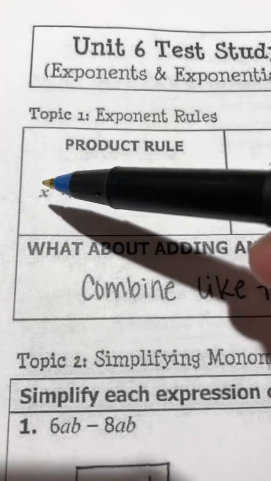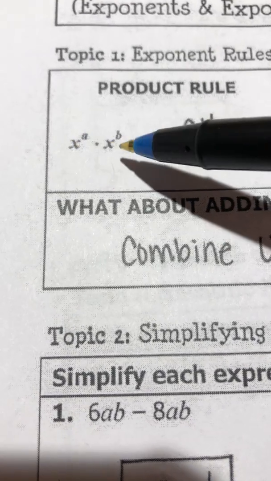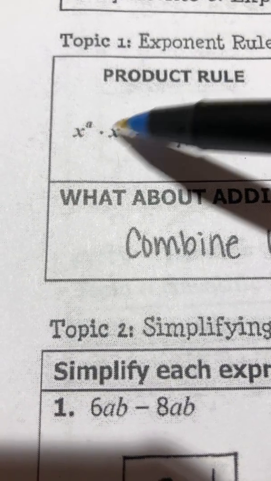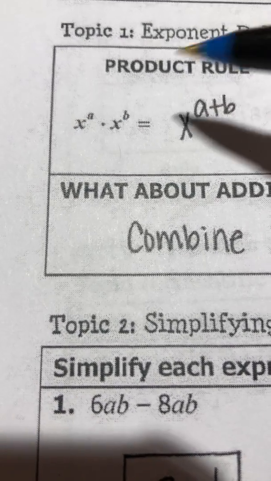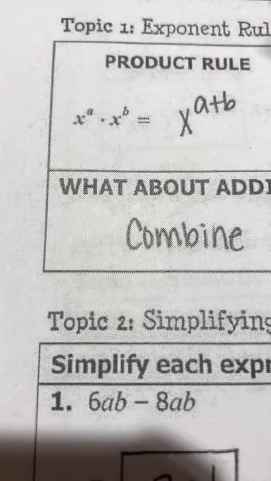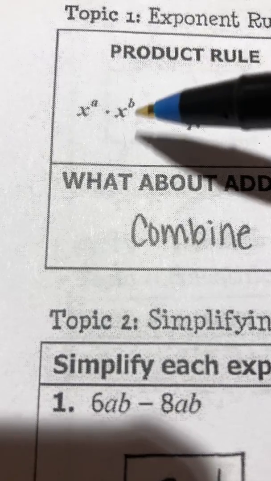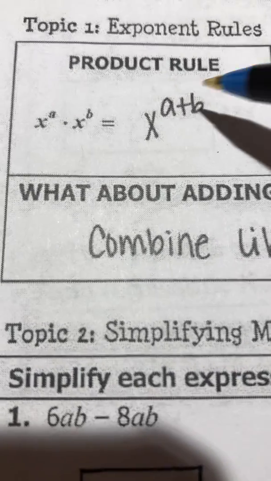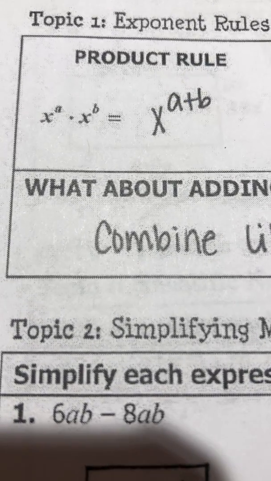If you are multiplying two variables together that are brought to different exponents, in order to simplify that, you simply add the two exponents and you keep the same base.